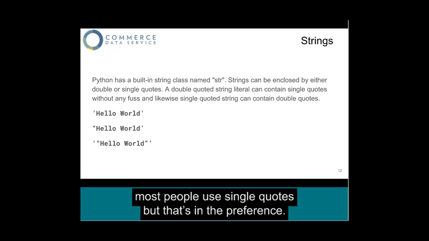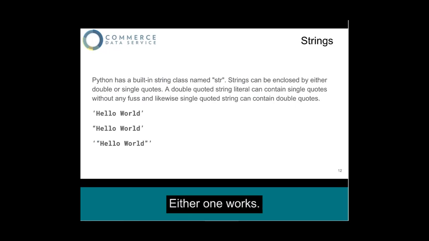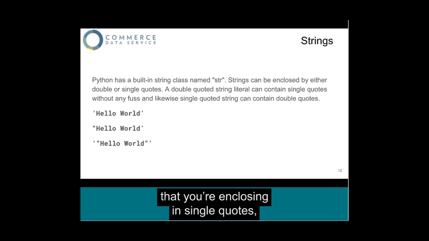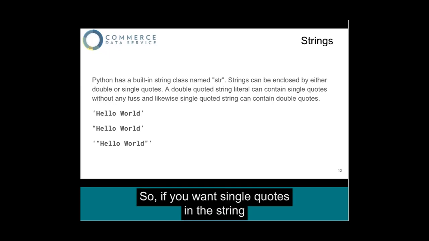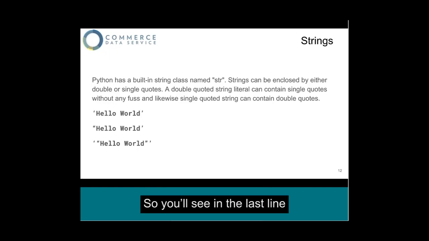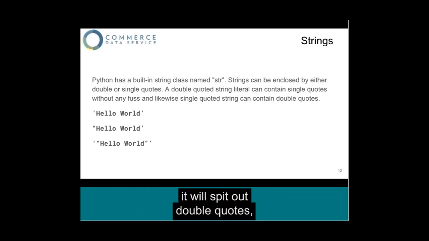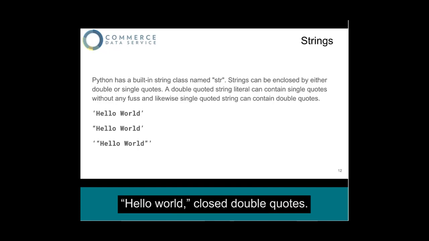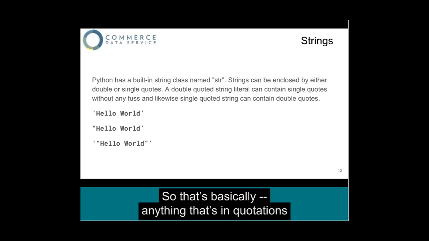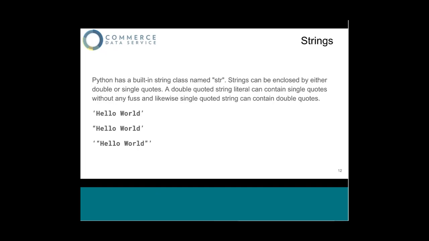Typically, most people use single quotes, but that's just a preference. Either one works, and you can pass different levels. So if you have a string enclosed in single quotes, you can put double quotes inside it, and it will show up in the string. The reverse is also true. If you want single quotes in the string, you can enclose it in double quotes. You'll see in the last line, it will spit out double quotes, hello, world, close double quotes. So basically anything in quotations is a string for Python.